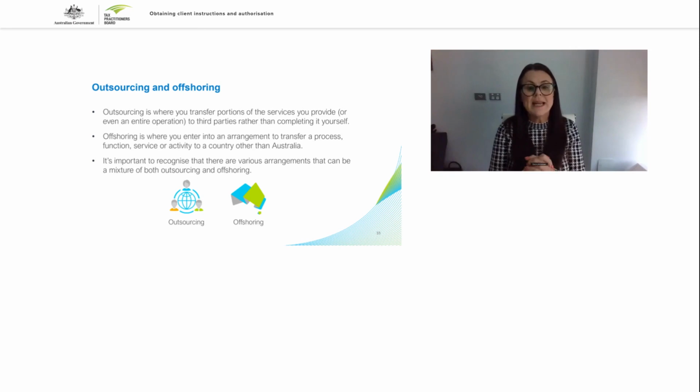Or it could be engaging an overseas third party to host and operate computer infrastructure on behalf of yourself, the registered tax practitioner. So as you can see, there's a wide range there, but it's important to recognise that there are various arrangements that can be a mixture of both outsourcing and offshoring.